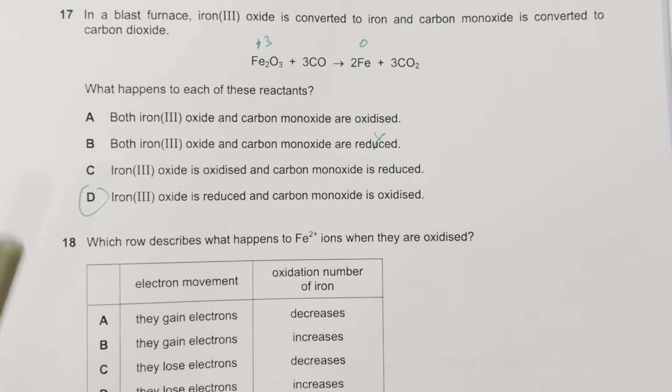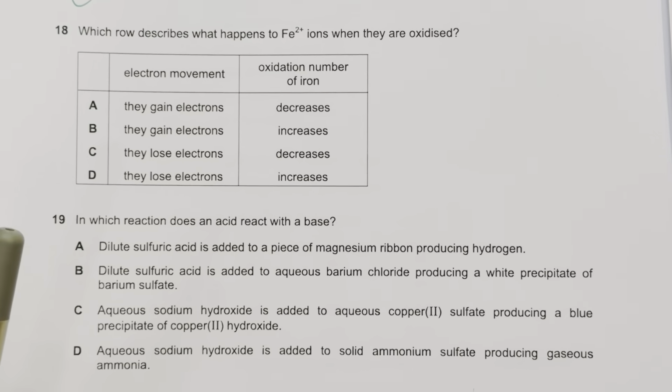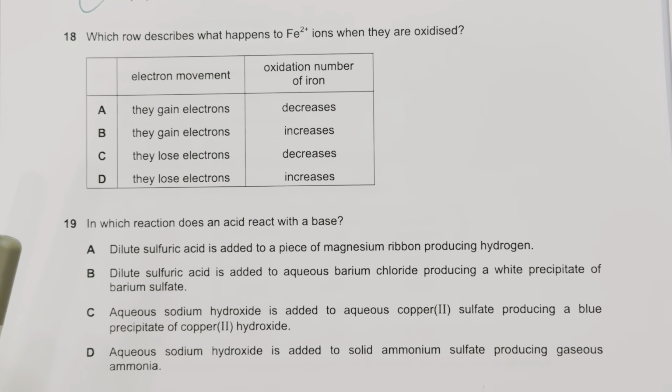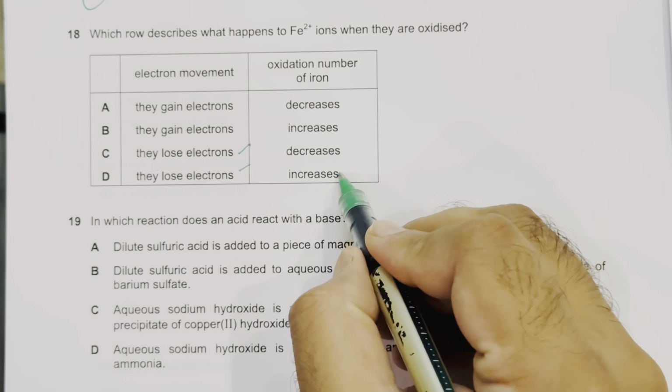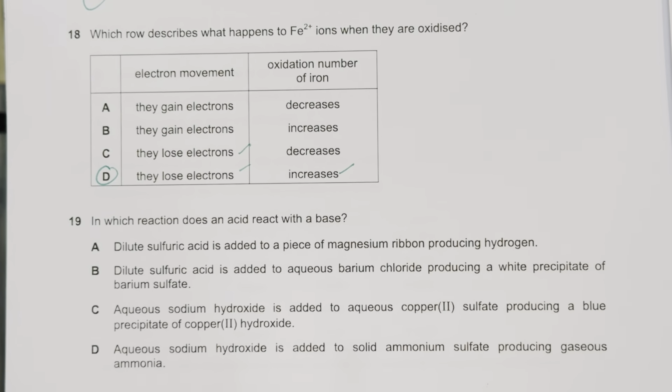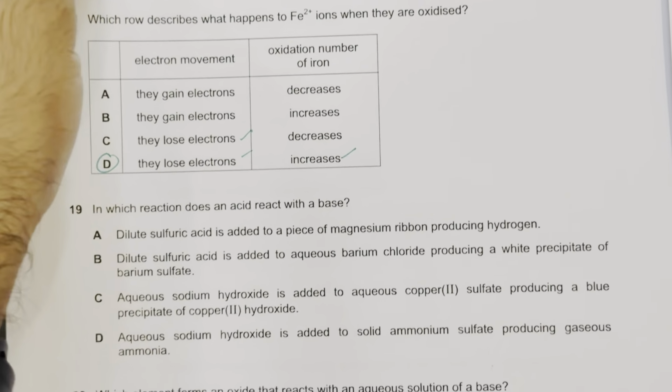Moving to question number 18. Which row describes what happens to Fe2+ ions when they are oxidized? Okay, obviously when they have the positive charge, it means that they will lose electrons, and what happens to the oxidation number of iron? Oxidation number would increase for oxidation, so option D is correct. Moving to question number 19.